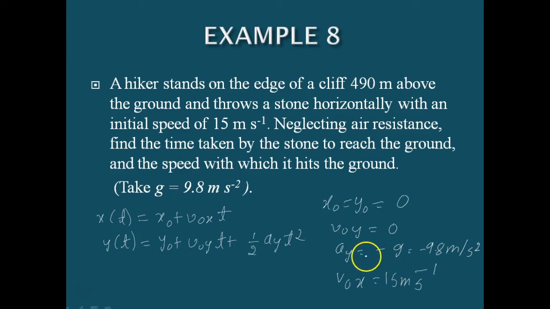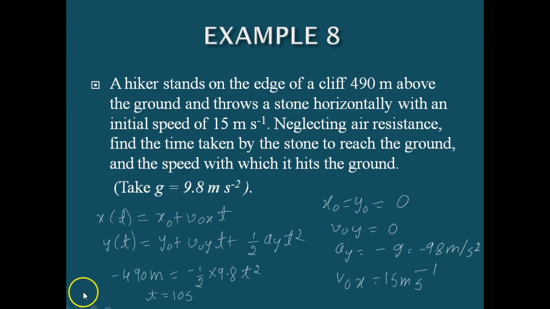Okay, the stone hits the ground when y of t is minus 490 meter. So we should substitute y of t as minus 490 meter, and substituting all the values we get it as half into 9.8 into t square. So this gives the value of t as 10 seconds.